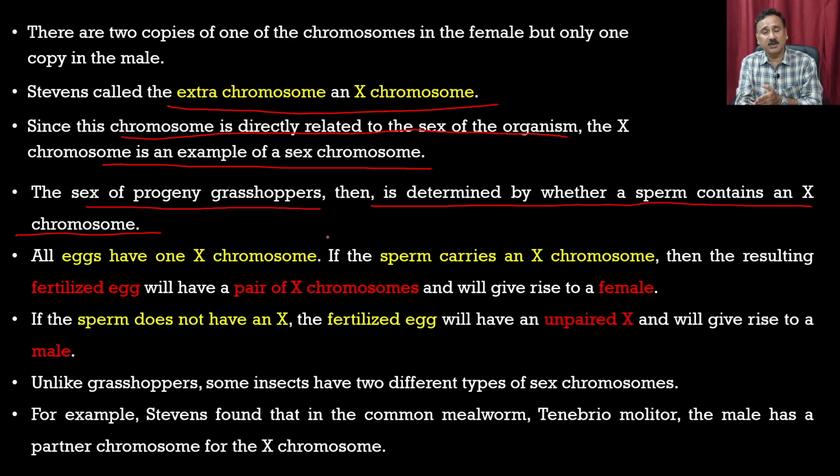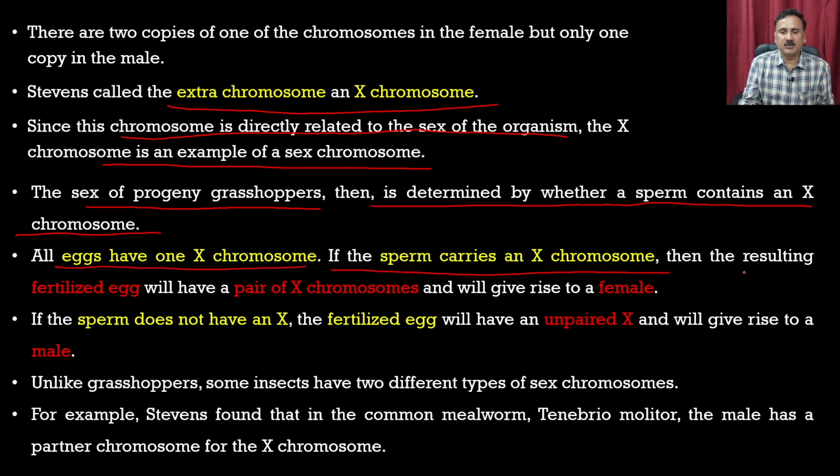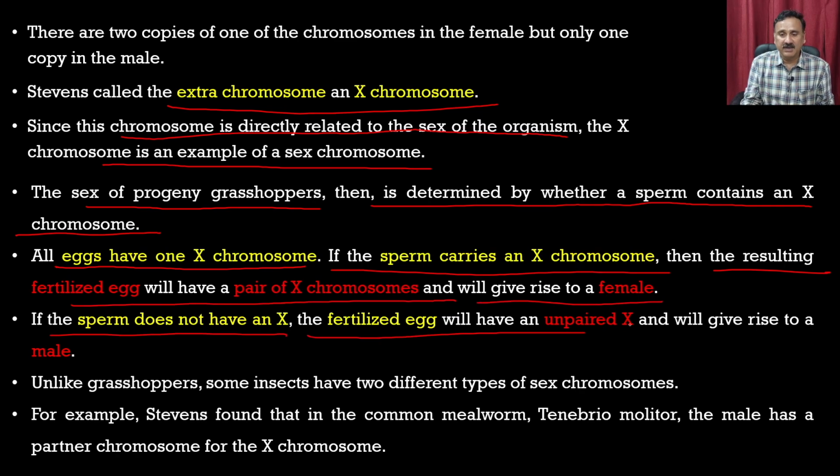So if it contains the X chromosome, it is going to be a female. If it does not contain the X chromosome, it is going to be male. So all eggs have one X chromosome. If the sperm carries an X chromosome, then the resulting fertilized egg will have a pair of X chromosomes and that will give rise to a female. If the sperm does not have an X chromosome, the fertilized egg will have the unpaired X and that will give rise to a male.